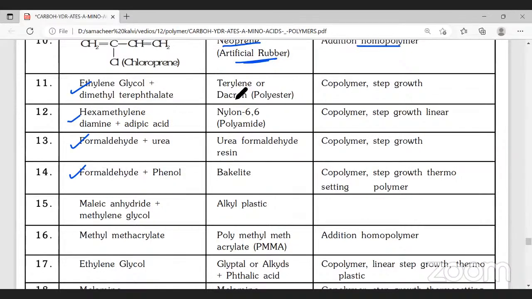Ethylene glycol and dimethyl terephthalate, you get Terylene, Dacron. The bonding is polyester. It's a copolymer because the monomeric units are different. Step growth. Hexamethylene diamine and adipic acid, nylon. The type of bonding is polyamide. Copolymer, step growth. Phenol and formaldehyde, and urea and formaldehyde, is called urea formaldehyde resin. It's a copolymer, step growth. Phenol and formaldehyde, the polymer is named Bakelite. It's a copolymer because monomeric units are different. Step growth, thermosetting polymers. So we'll learn the partial structure of Bakelite, all that in the later stages.